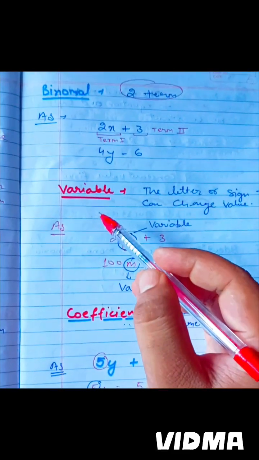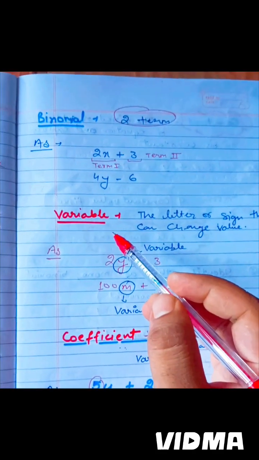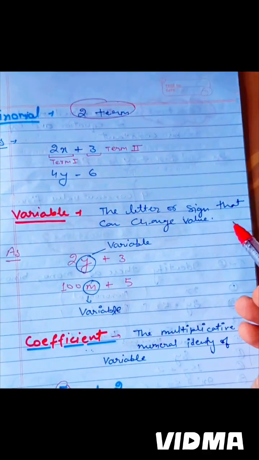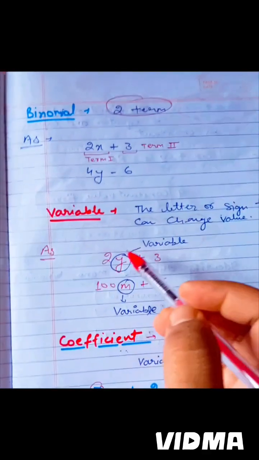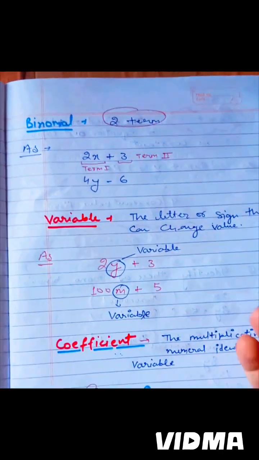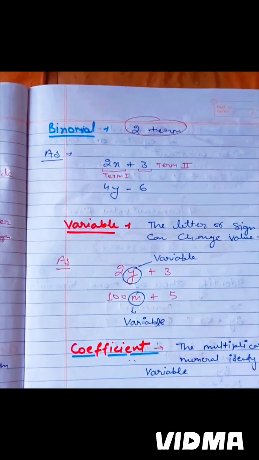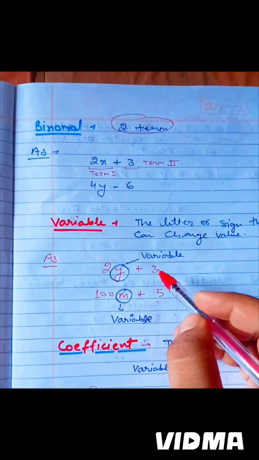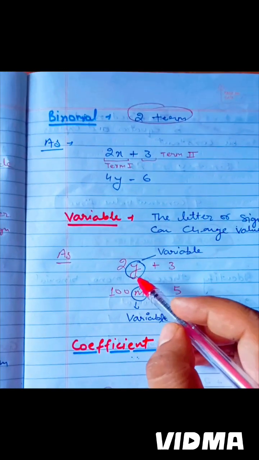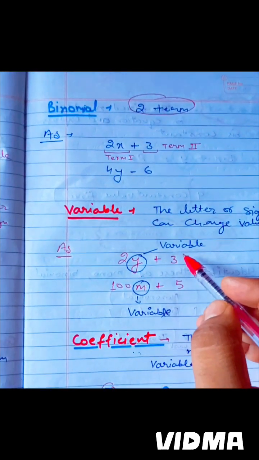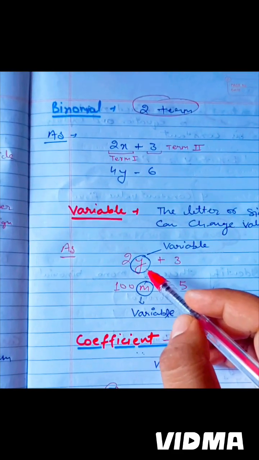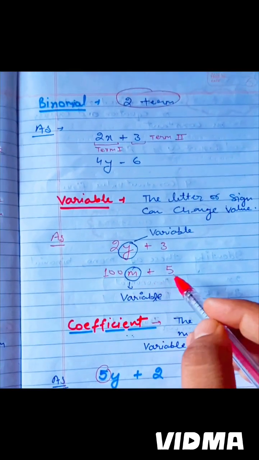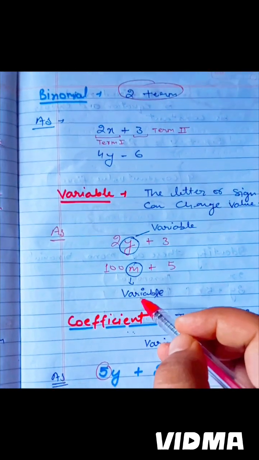The third element is variable. Variable simply means variety in its quantity or numeral, a letter or sign that can change its value. It means in an equation we have letters like a, b, x, z, etc., a to z. Example 1, 2y plus 3. You see there is the letter y, so that is a variable because the value of y is changeable. Next is 100m plus 5. You see here the variable is m.